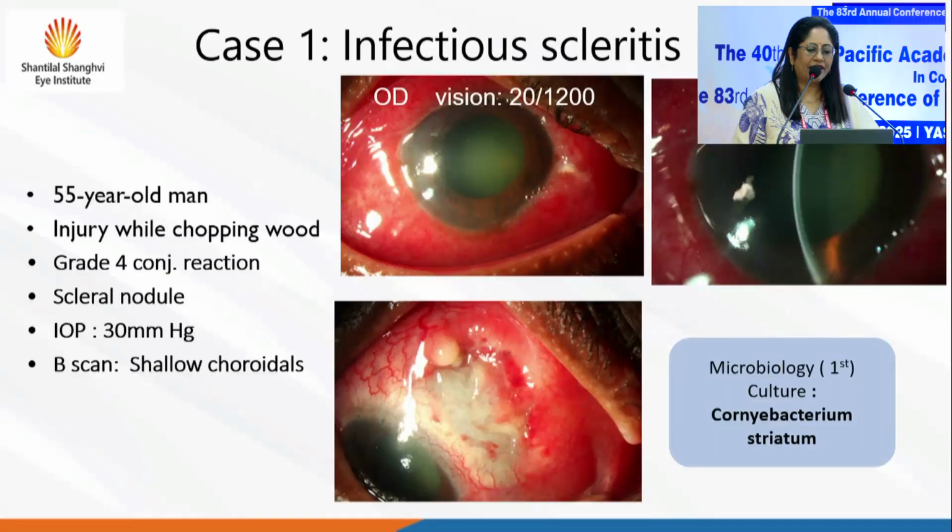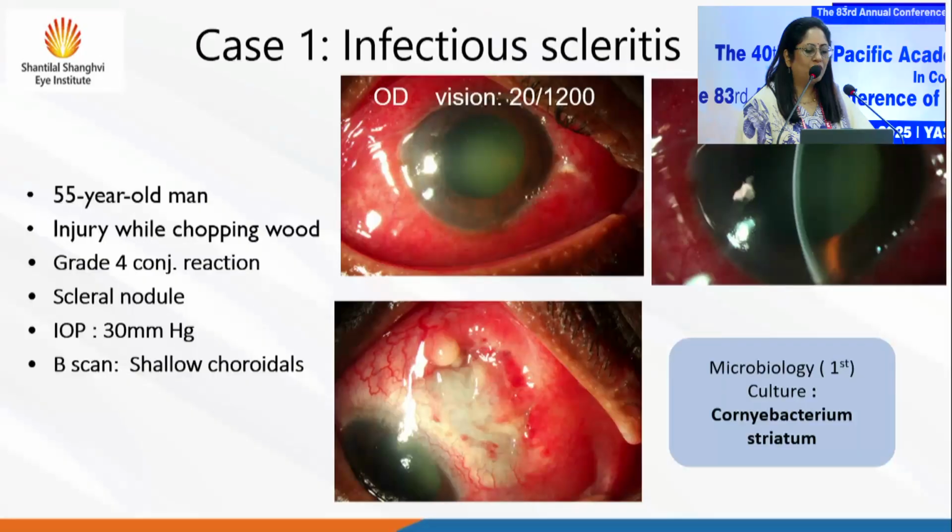Coming straight away to the case-based part of my talk, my first case is a 55-year-old man. He had an injury while chopping wood, and when he came to us, you can see in the slides here that he has a very diffuse, angry-looking eye, and somewhere here is a nodule. Not very sure. He had secondary glaucoma. The B scan showed shallow choroidals.